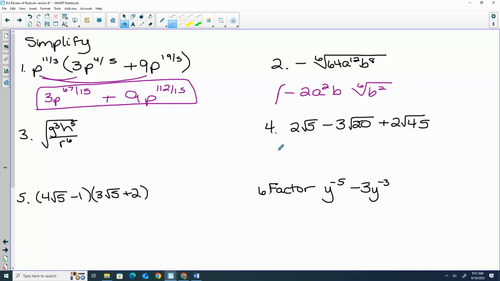Okay, so 2 radical 5, I can't do anything with that. It's just going to stay. The square root of 20 we could break into a 4 and a 5. The square root of 4 is 2, square root of 5. What do we do with the 3 that was already out there? Yep, you multiply those 2 together. So 2 times my 3 gives me a 6 radical 5.